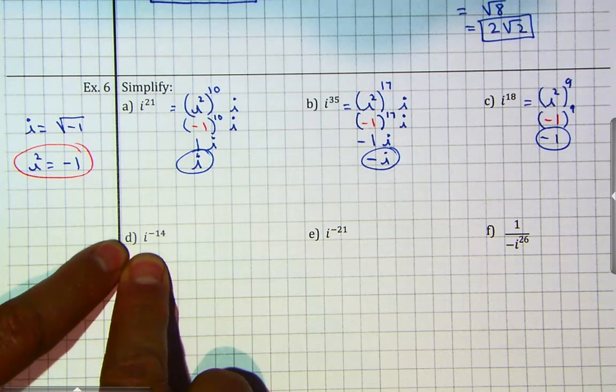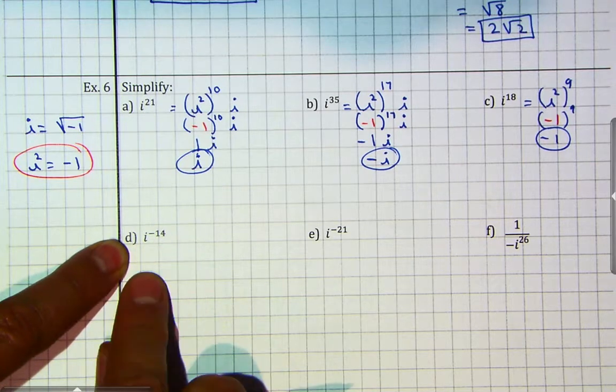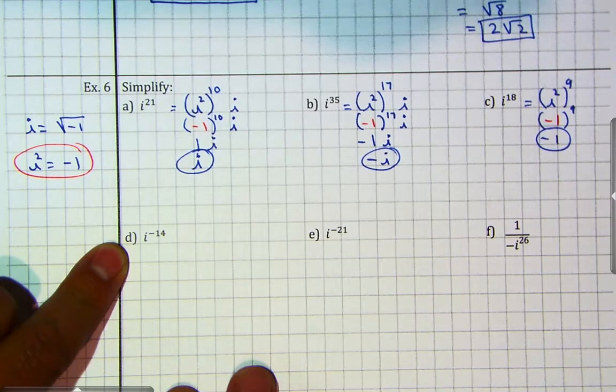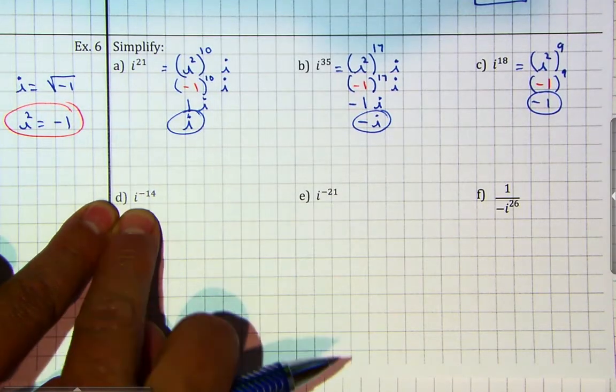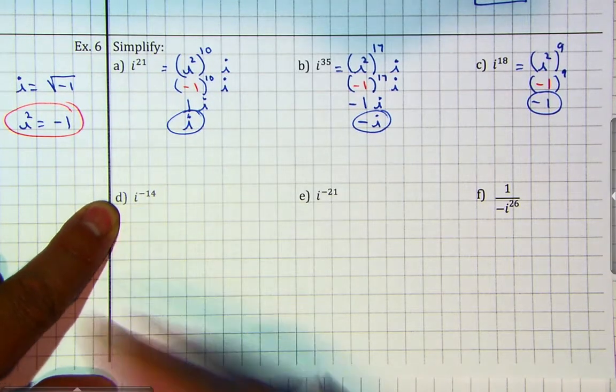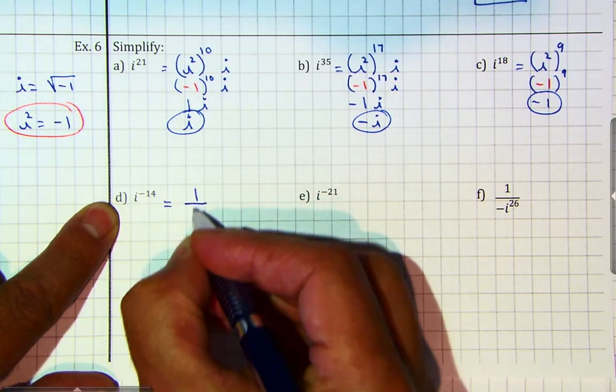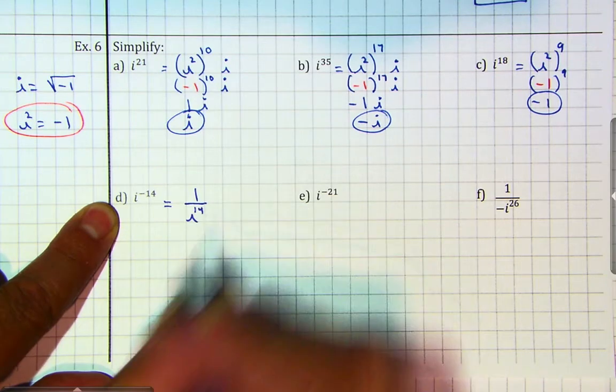Letter D. On letter D, we're going to do it two different ways. Let's do it the normal way that we have done it. Do you remember what happens when you have a negative exponent? When you have a negative exponent, it goes on the denominator. Do you agree?